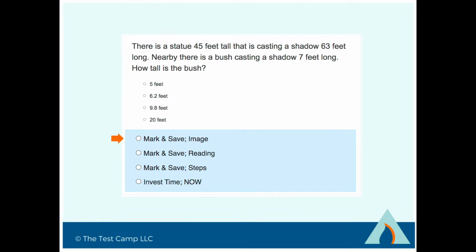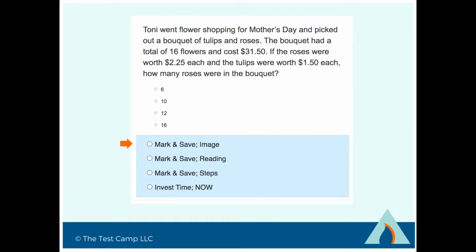Here there's no image. However, this is considered a geometry question. So the best strategy is to create an image, a drawing to ensure the correct ratios. In this next sample question, there's no image and no reason to invest time drawing one. However, there is reading required, more than 2 sentences, so this is a question to mark and save.